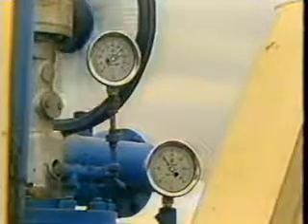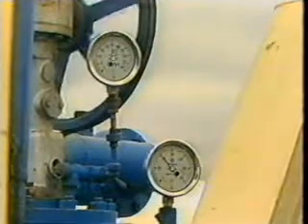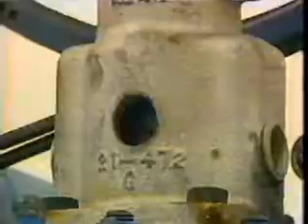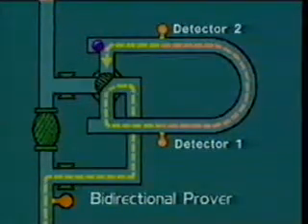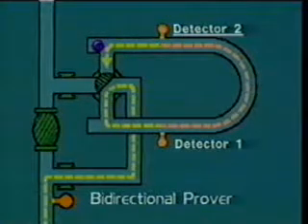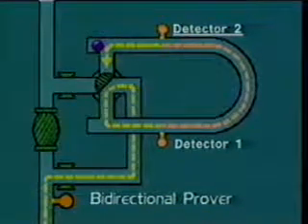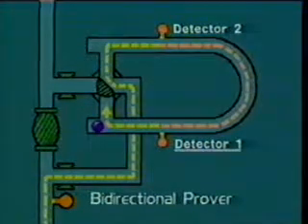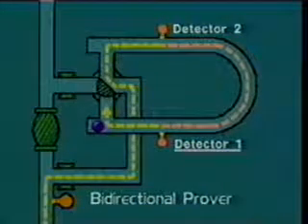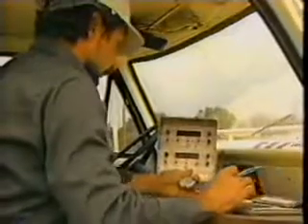Once the prover and meter are stabilized, launch the displacer by activating the four-way valve. When the displacer has passed detector 2, record the pulses and adjust the valve to reverse the flow. When the displacer passes detector 1, the counter displays the pulses for the round trip. Record this reading and zero the counter for the next trip.